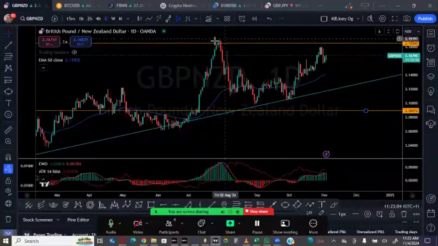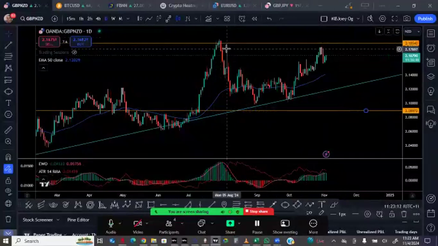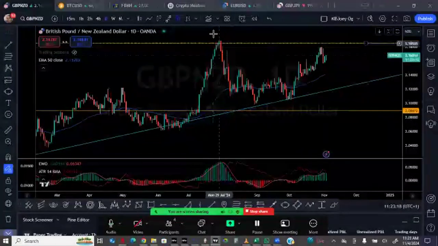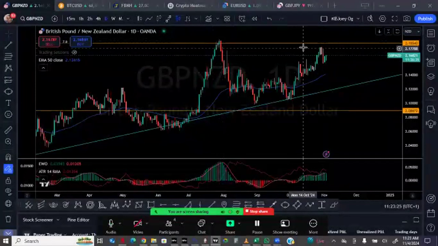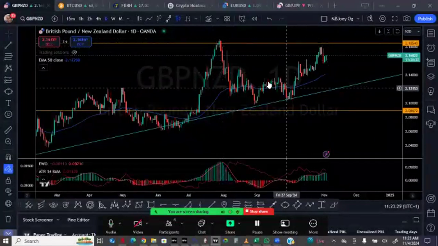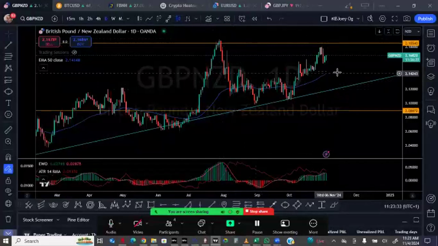And as long as it doesn't break it, it means that we cannot make a decision to say that price is going up. Can you hear me? Yes. So as long as it doesn't break this high, we cannot make the decision to say that price is continuing upward. There's a very high chance that price is going to push lower. So all of that will be decided on the next time frame.